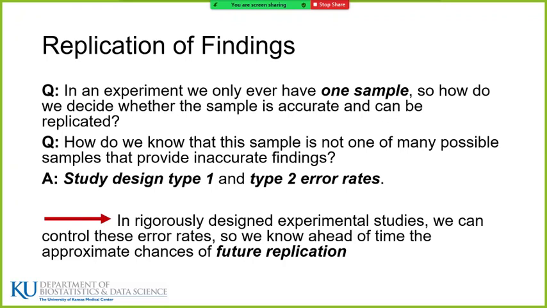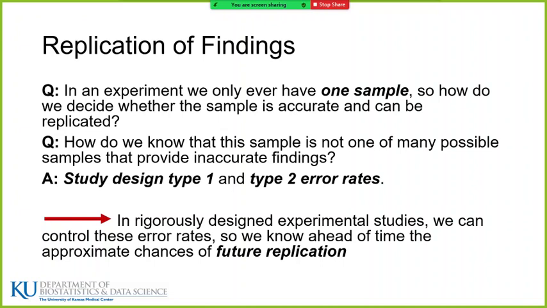So when we get to this point in study design, we often calibrate our sample size to achieve small type 1 error, small type 2 error. And what we're really doing is large power, because as type 2 error rates decrease, power increases. So again, if we have an experimental study where we've used all of those other tools in our toolbox, like randomization, blinding, control groups, if it's a rigorously designed experimental study, we can actually control these error rates pretty accurately. So we know ahead of time the approximate chances of our study being replicated in the future.